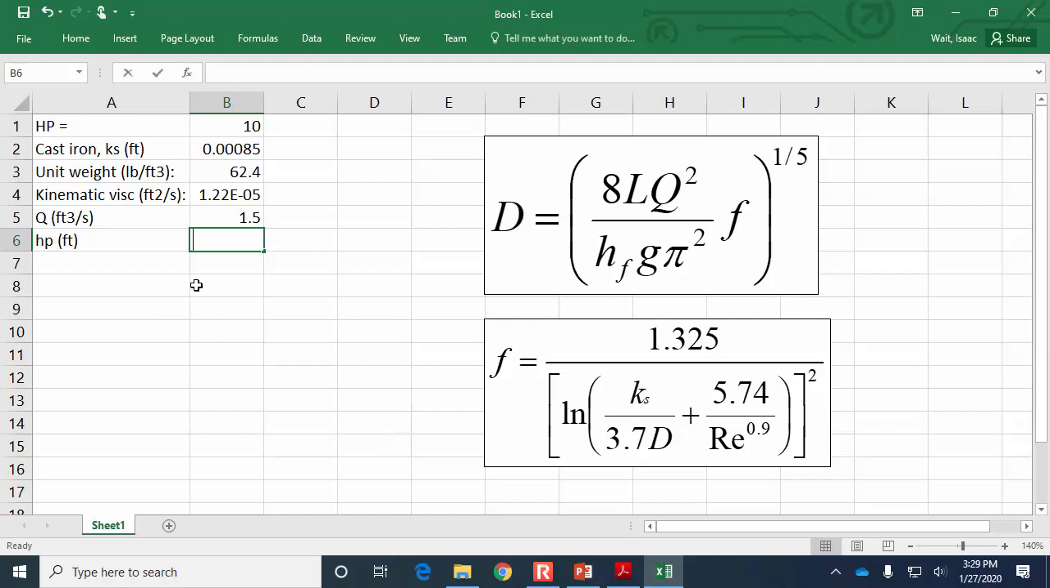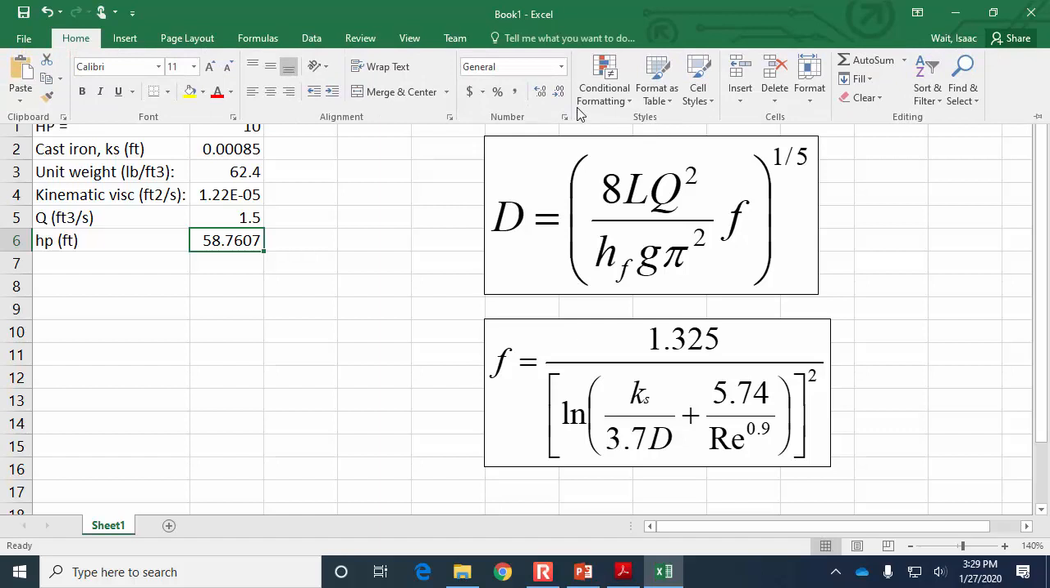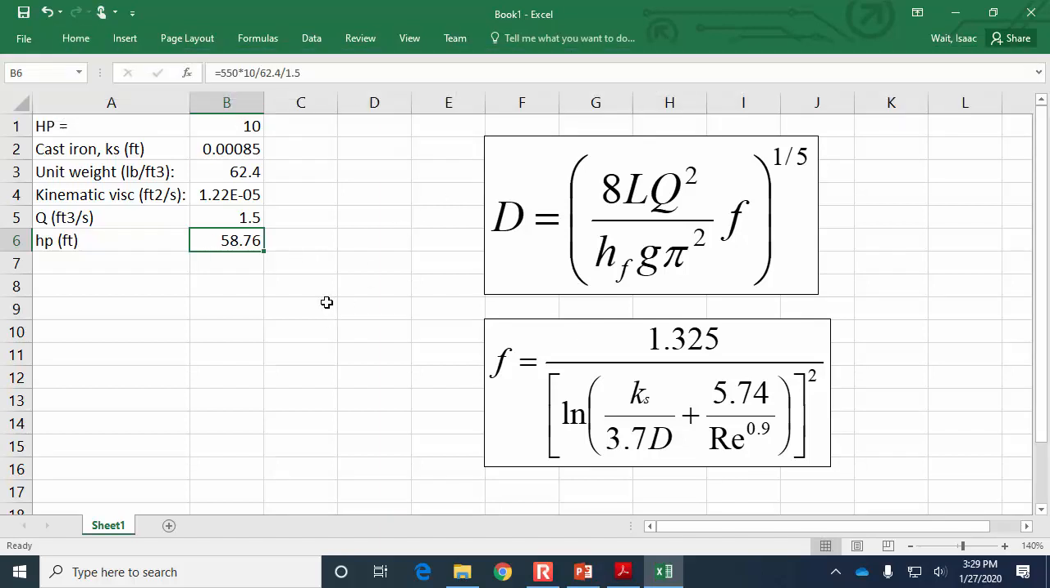All right, so the pump head that's required, I'm just now solving that. 550 times 10 divided by 62.4 divided by 1.5. 58.7 is the pump head that we have to be adding. I guess that's how much pump head can be achieved with a 10 horsepower pump at that flow rate.